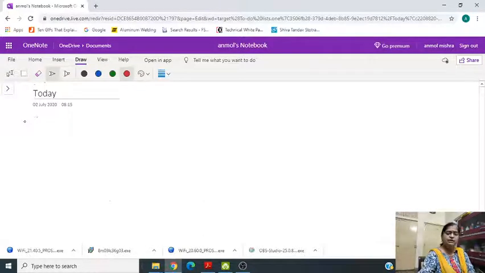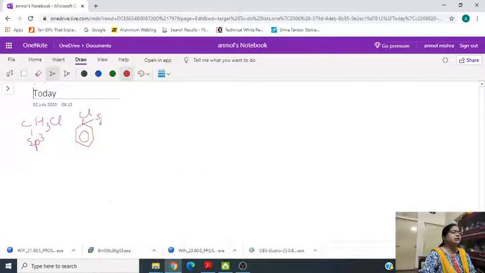Now I am giving you the examples. Haloalkane: here the carbon is sp3 hybridized. Second, haloarenes, that is C6H5Cl. Now the carbon to which the halogen is attached is sp2 hybridized. About hybridization we have studied in class 11th.